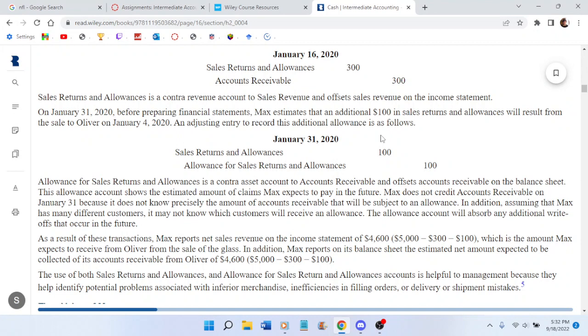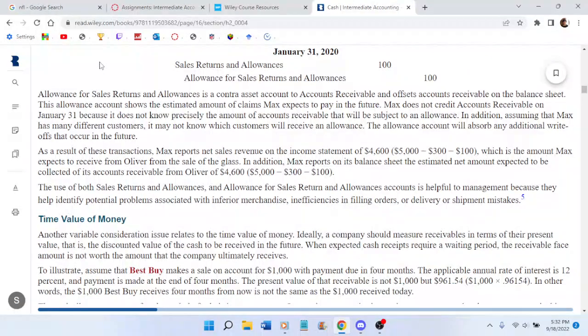I guess the only reason they did that differently is because it's an estimate instead of actual. Don't credit that because you don't know precisely the amount that will be subject to the allowance. Max reports net sales revenue.